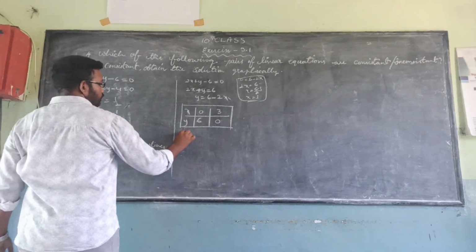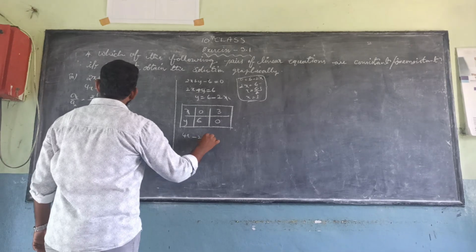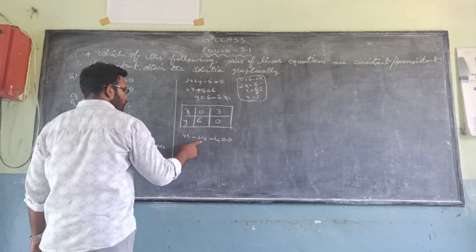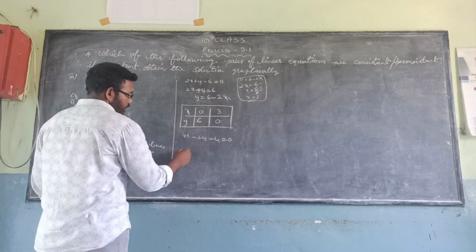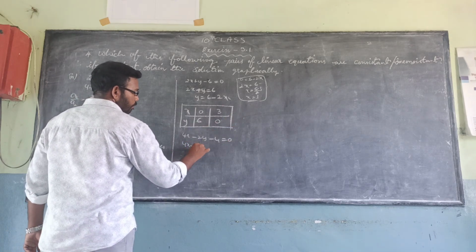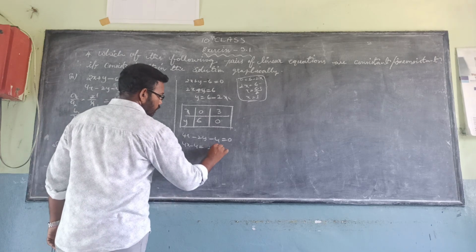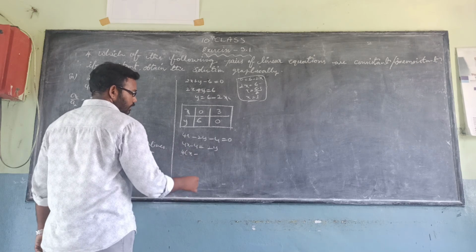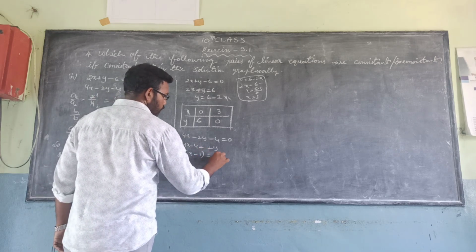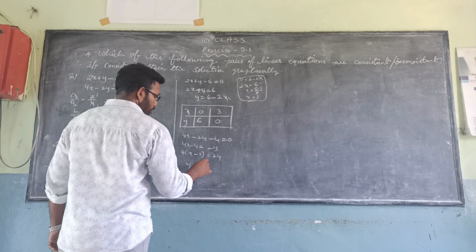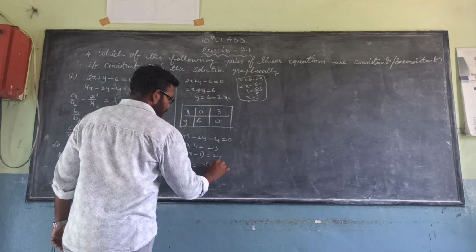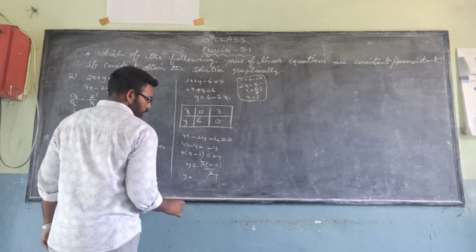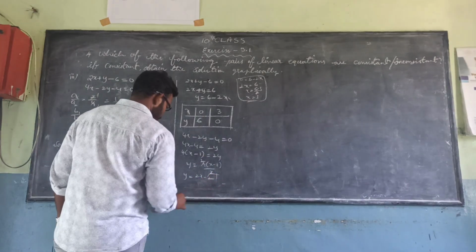Similarly, 4x minus 2y minus 4 is equal to 0. So if you transfer minus 2y from left side to right side, then 4x minus 4 is equal to 2y. If you take 4 as common, 4 into x minus 1, that is equal to 2y. Y is equal to 4 into x minus 1 by 2, which is y is equal to 2x minus 2.